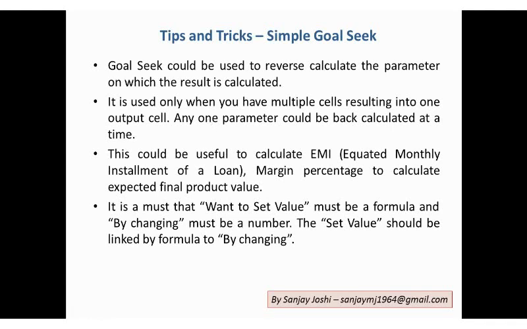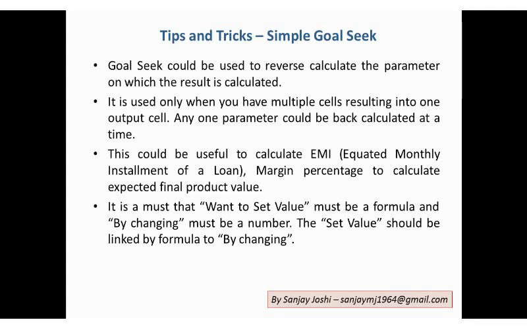Goal seek could be used for reverse calculations. Let me rephrase this again. What I am trying to say is that if I want to back calculate something, forward calculations, friends, formulas will do. The general formulas do the forward calculation. I change the base and see what's going to be the result. But here it is the other way around. You are saying that I want this result. So what should be the input parameter?